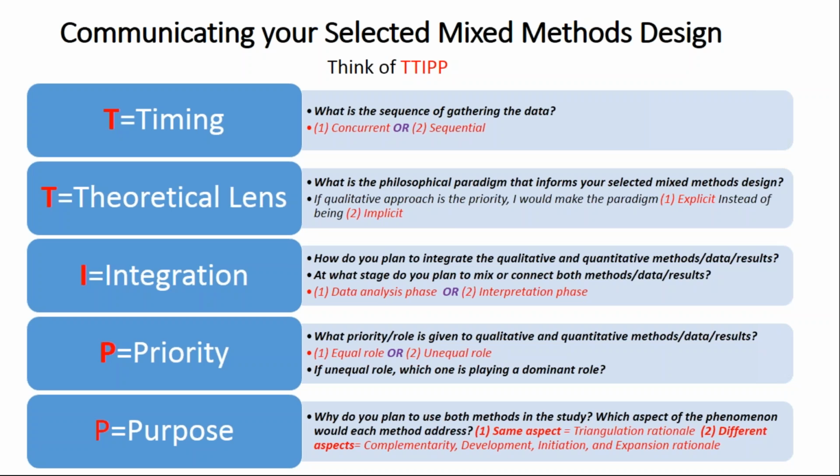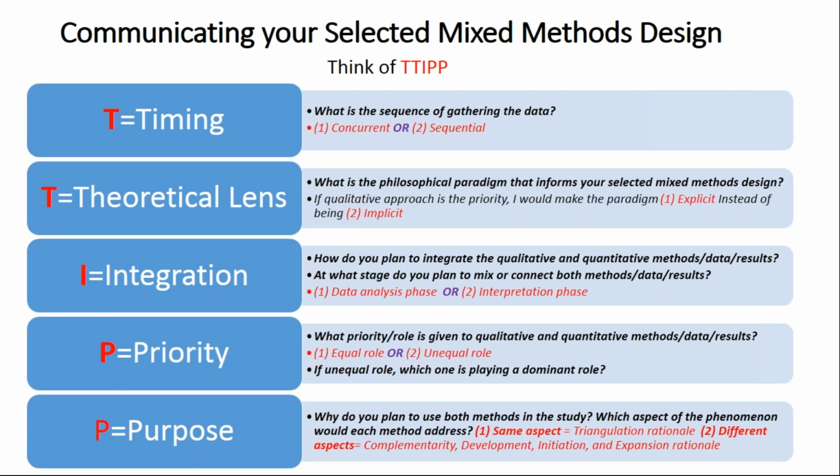But what people will want to know is the timing, the sequence. What is the sequence of gathering the data? Is it concurrent, collecting qualitative and quantitative at the same time, or sequential? People want to know that. Also, theoretical lens, that's the T, right? What is the philosophical paradigm that informs your selected mixed method design?